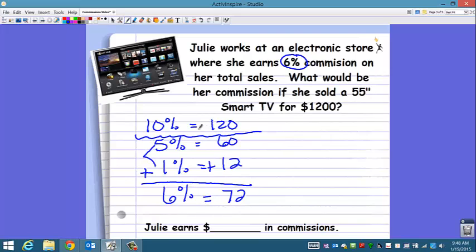You could also, instead of going through 10%, 5%, and 1%, just find 1%, which is the $12. And since we want 6%, you could multiply that by 6, and you would get the same answer, 72. So if she sold a smart TV for $1,200, she would earn $72 in commission.